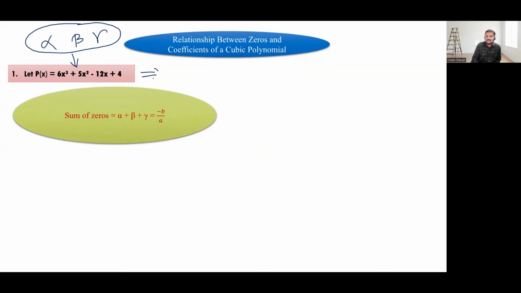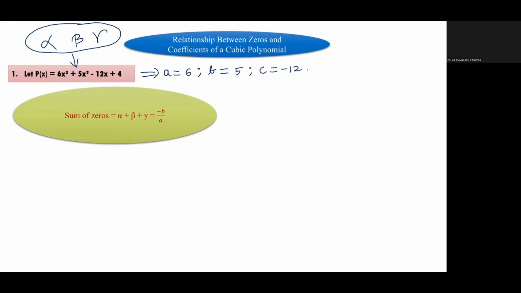First of all, tell me the value of a, b, and c here. Compare this polynomial with the general form. Sir, a is equal to 6. Correct. What is b equal to? b is equal to 5. c is equal to minus 12, and d is equal to 4. Okay, so we have the values of a, b, c, d. Now we can put them here.